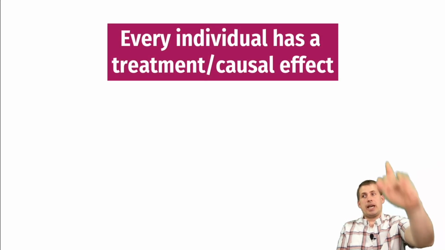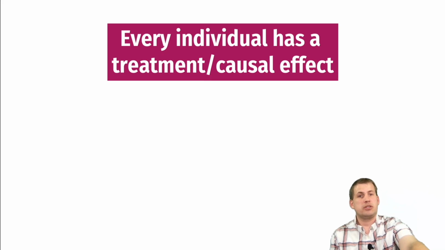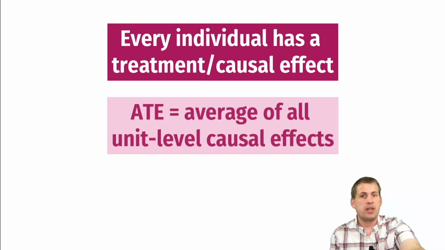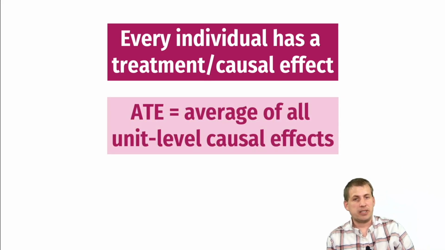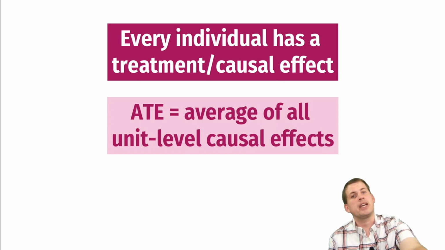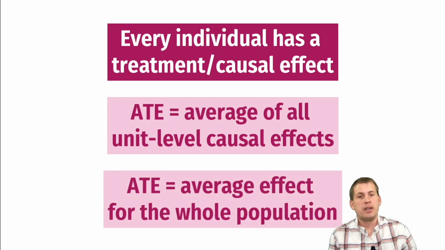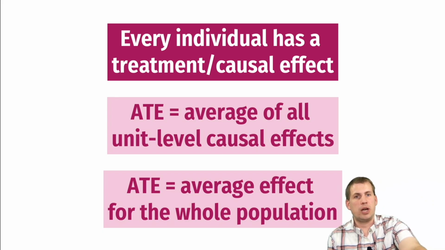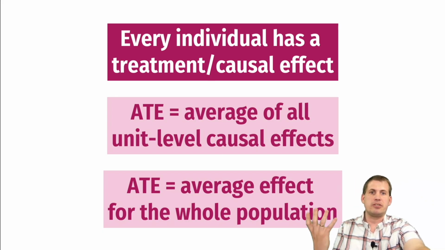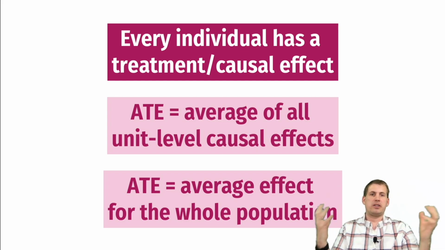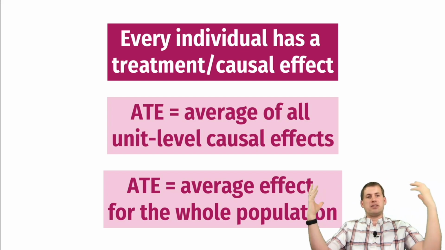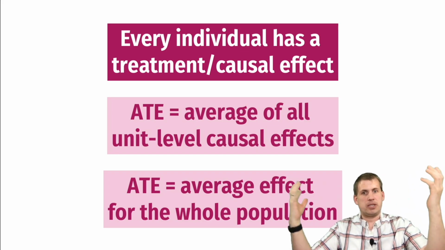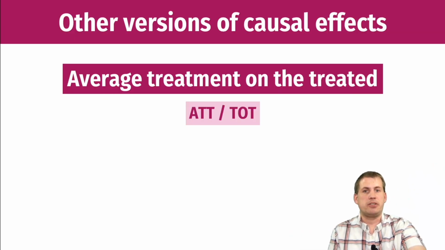So every individual has some sort of causal effect that we can't see. The average treatment effect is the average of all of those unit level causal effects, if we're just adding everybody's causal effect together. And so we can say that it is the effect for the entire population on average. Researchers like to find average treatment effects because you can say this policy or this program that we're using has an effect on all of society, and this is how big it is. And so we like finding average treatment effects.